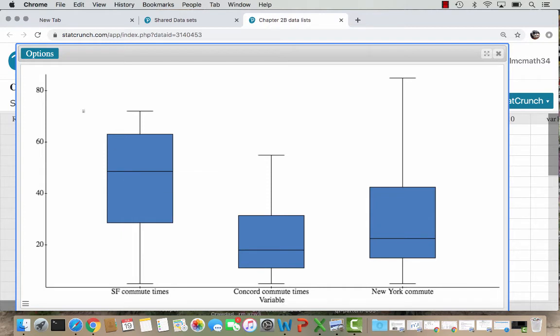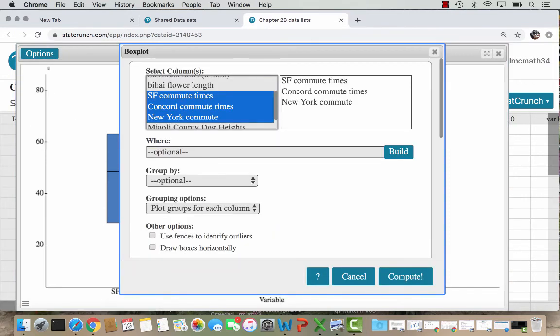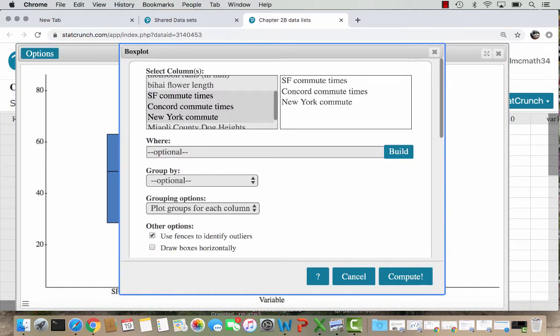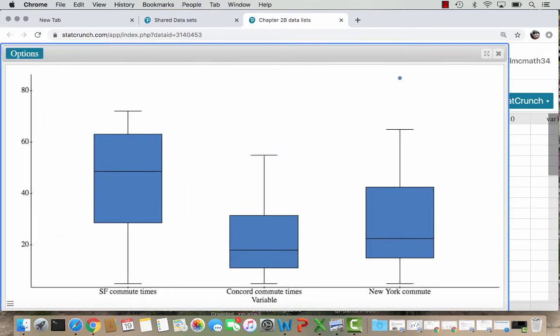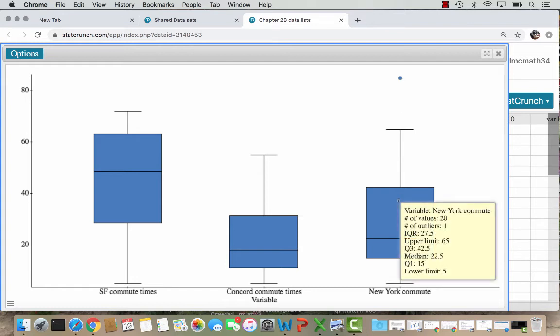Let's go back to our options and see what happens if we put in the outliers. So if we check the box to use fences to identify outliers and click compute, we see here that New York has an outlier commute time. If we hover our mouse over that, we see that that is at maximum at 85. So when we put our mouse over the box now, instead of saying max, we're given the upper limit of 65. So StatCrunch has run the formula for outliers, where we take the interquartile range and multiply by 1.5, and use that to figure out what's the upper limit for outliers and the lower limit.